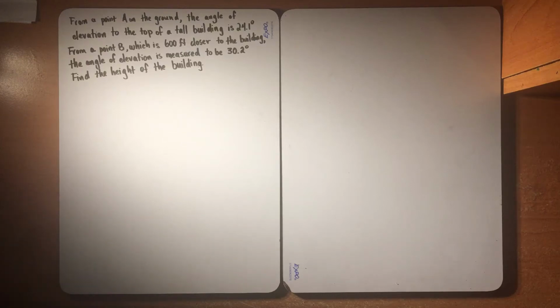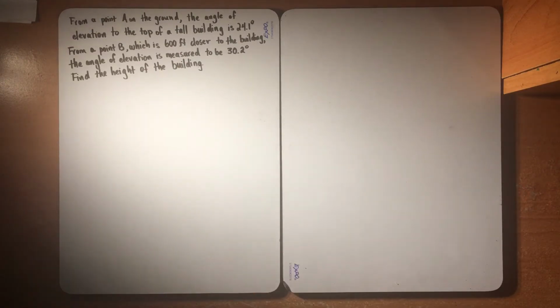Hello everybody. So here we have a problem that we can solve utilizing trigonometric principles and ratios. In general in mathematics, to solve word problems such as these, it's actually very helpful if we have a visual representation of it. By having a visual it's helpful in understanding the problem and seeing how to go about solving it.